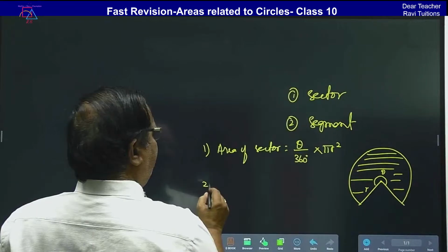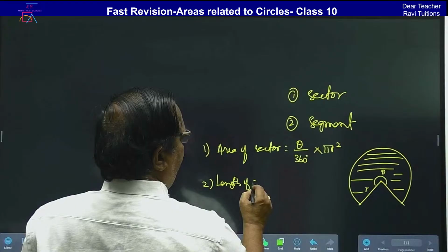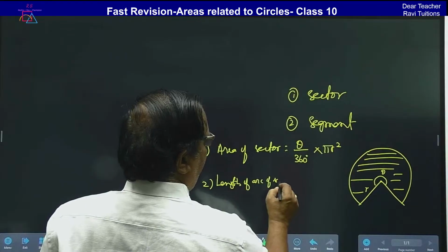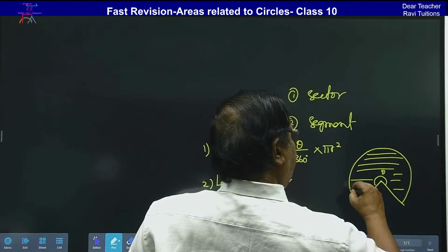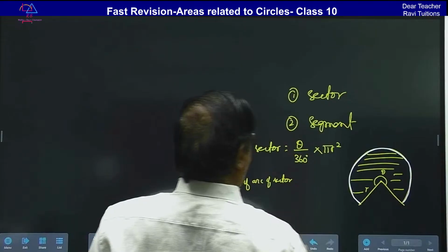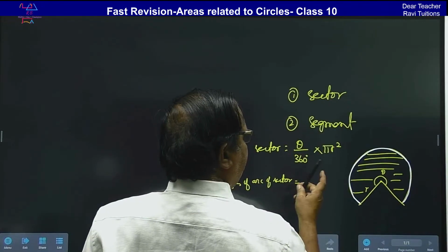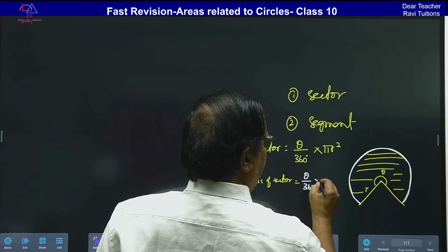Now the second formula: length of arc of the sector. Length of arc means only this length. It is equal to theta by 360 into 2 pi r.